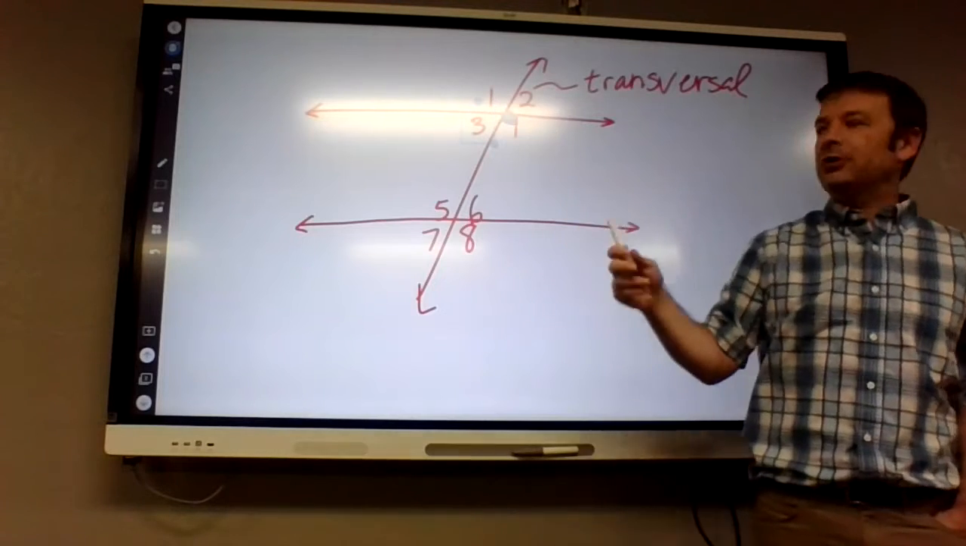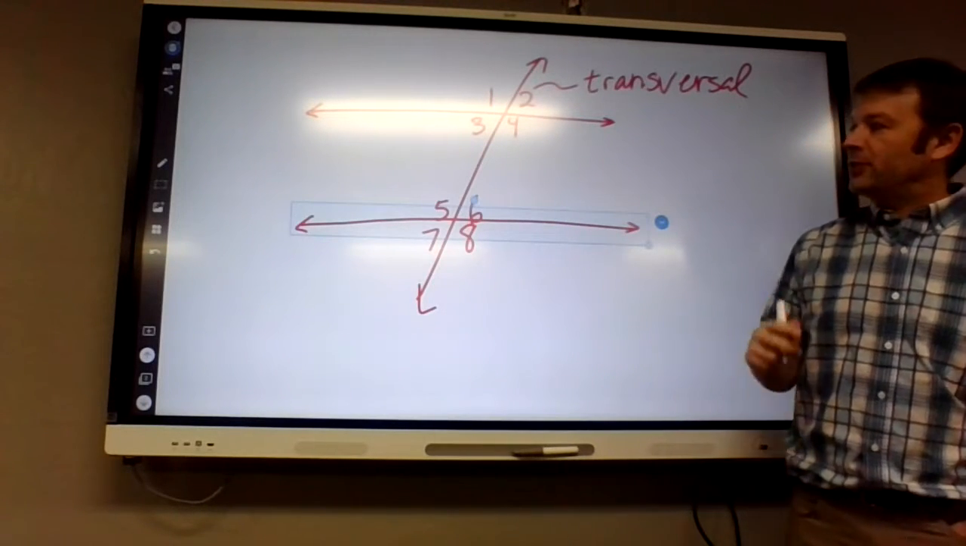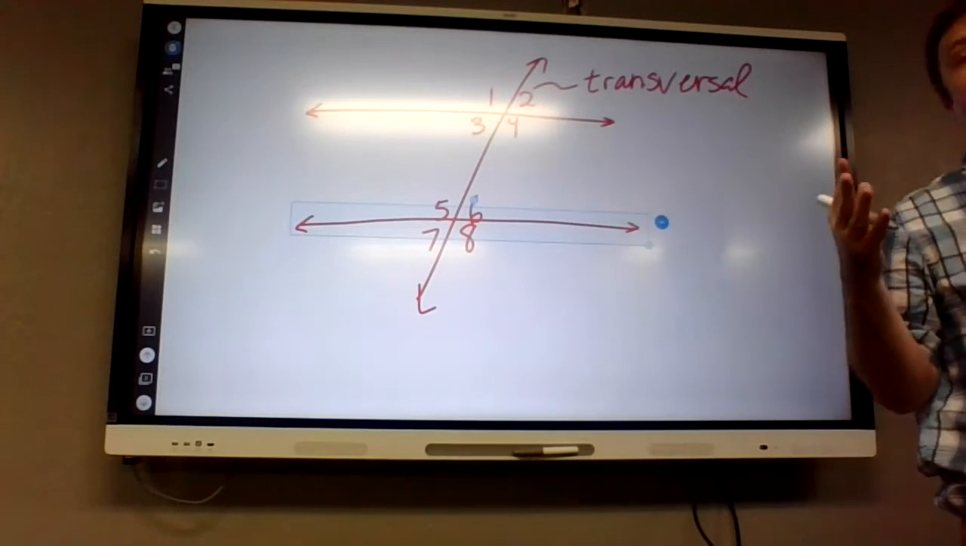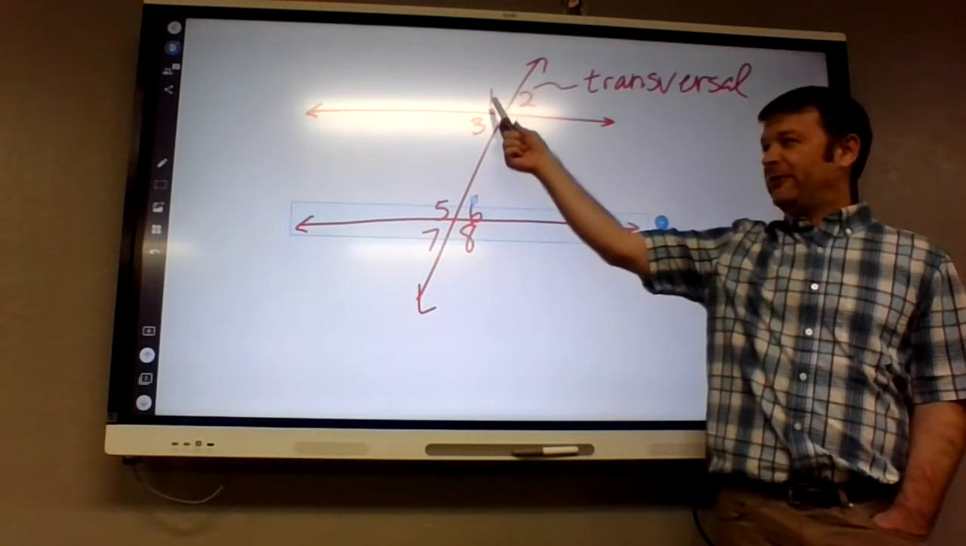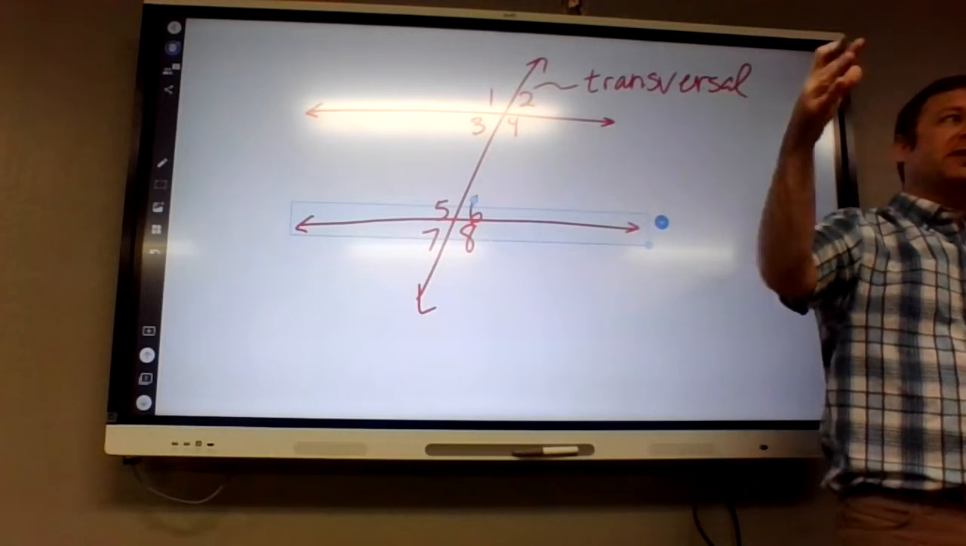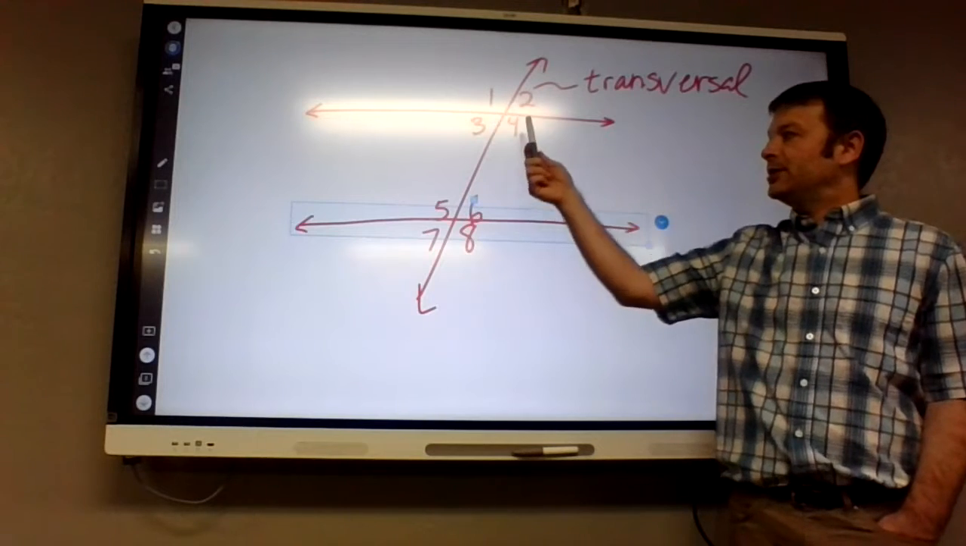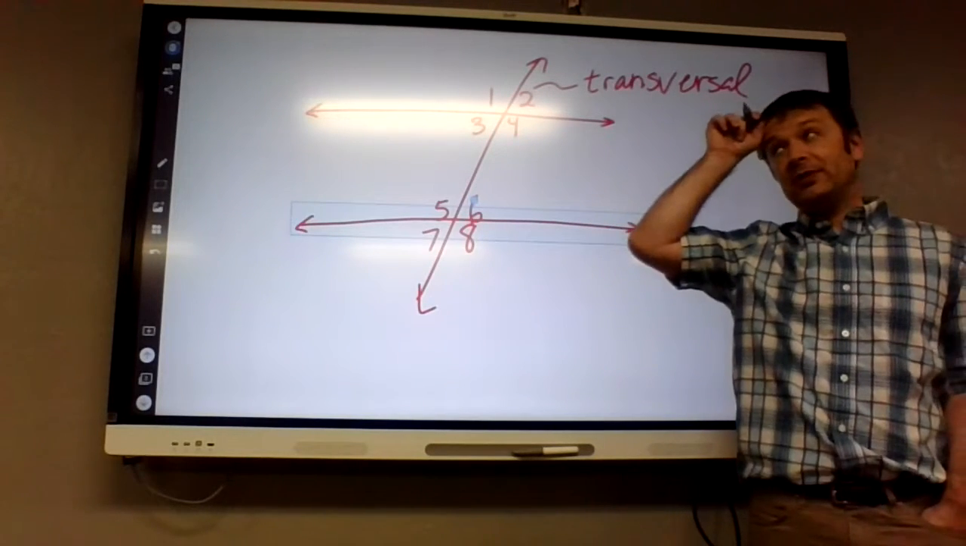What about 1 and 4? They're vertical angles. And what do we know about vertical angles? They're congruent. That's a theorem, by the way. The fact that 1 and 4 are vertical angles is the definition. The fact that they're congruent to each other is a theorem that can be proven.